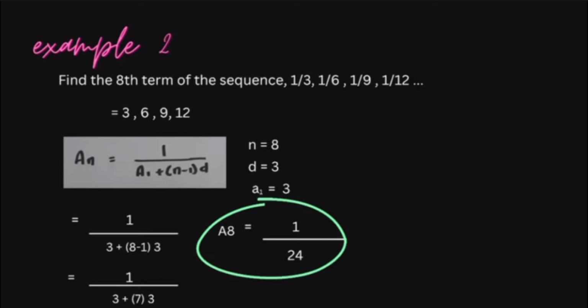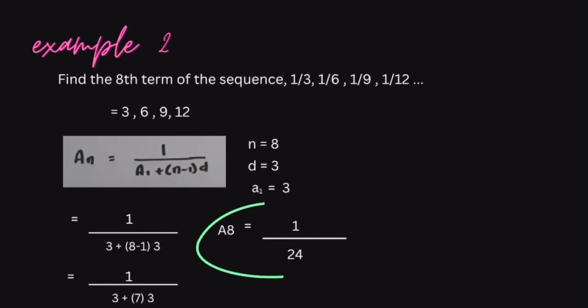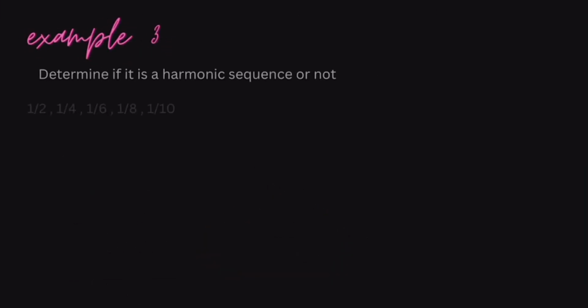n is equal to 8. d, which is our common difference, is equal to 3. a sub 1 is equal to 3. Then substitute 1 over 3 plus the quantity of 8 minus 1 times 3. 1 over 3 plus 7 times 3. 1 over 24. So therefore, our a sub 8 is 1 over 24.